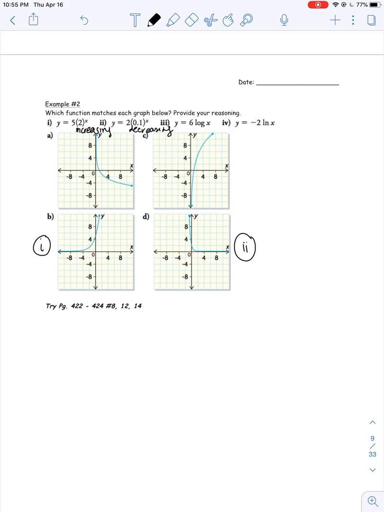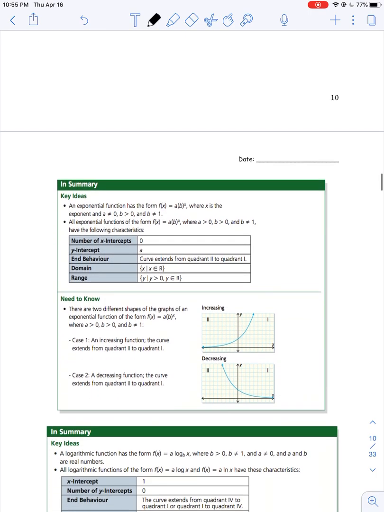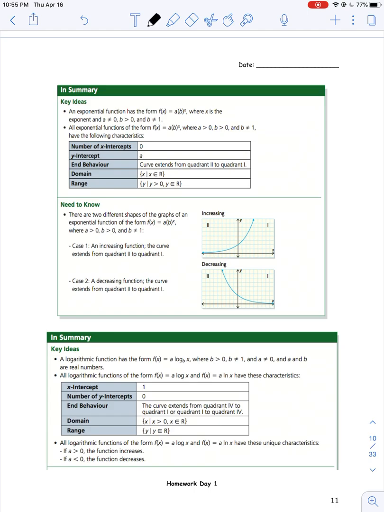And then a and c are both logarithmic functions. The 6 in front means it's increasing, so this one's an increasing logarithmic, versus a decreasing is the -2 in front, so that has to be number 4. Okay, and then this just summarizes what we just covered. It shows you the x-intercept, the y-intercept, the end behavior, domain, range, just the general idea of it, and what an exponential should look like as well. These summarize the exponential lessons that we did, the characteristics, and this summarizes your logarithmic one.